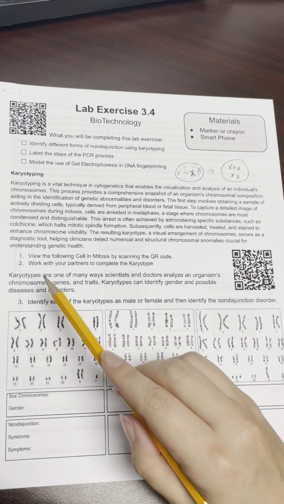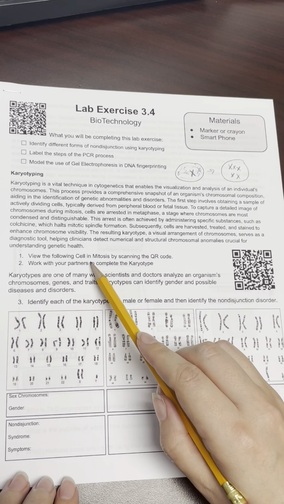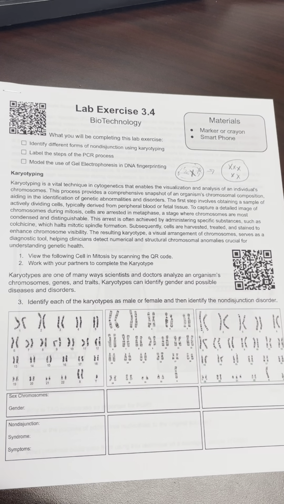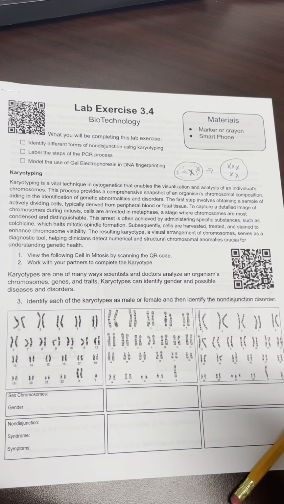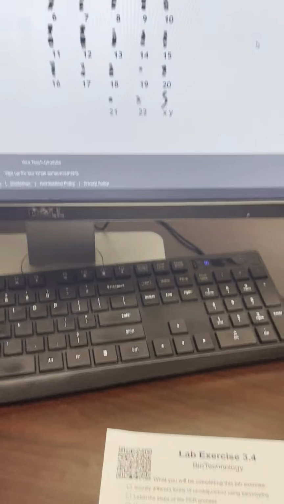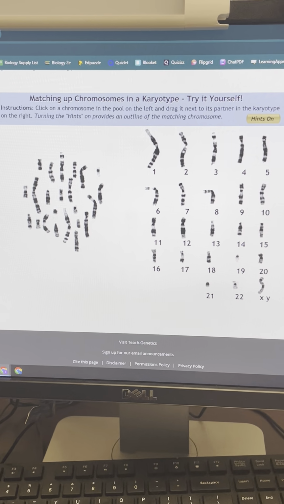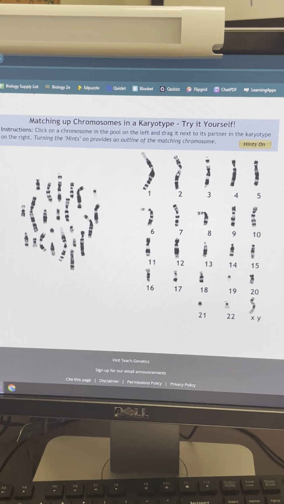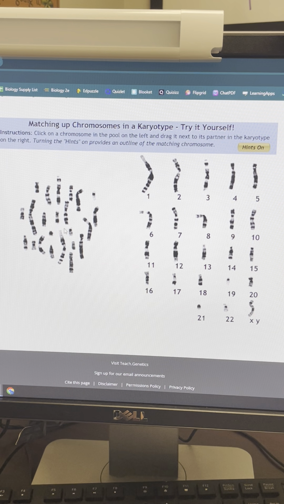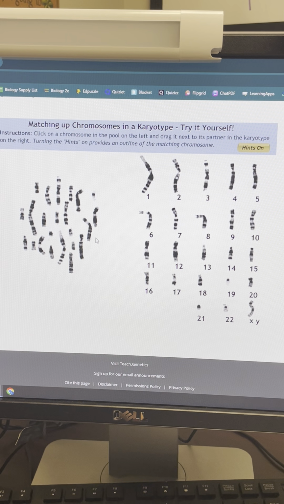So the first thing that we're going to do is view the cell by scanning the QR code. If you scan this QR code, you will be able to see this exercise. This exercise is a cell that is undergoing mitosis, and we have interrupted those spindle fibers and taken a picture. Now what we have to do is organize these chromosomes. So you always have one chromosome from dad and one chromosome from mom. So we're going to find the matching pairs.